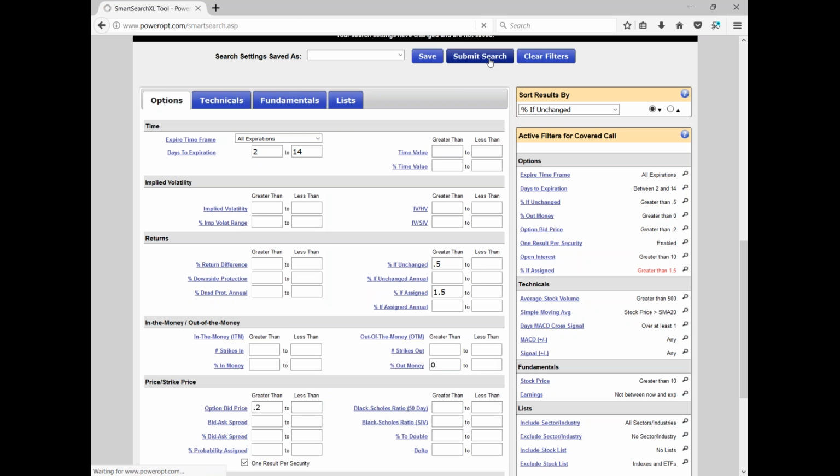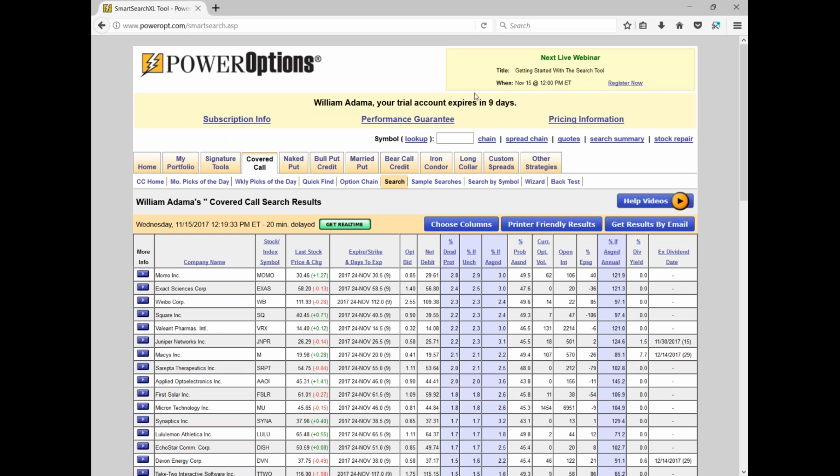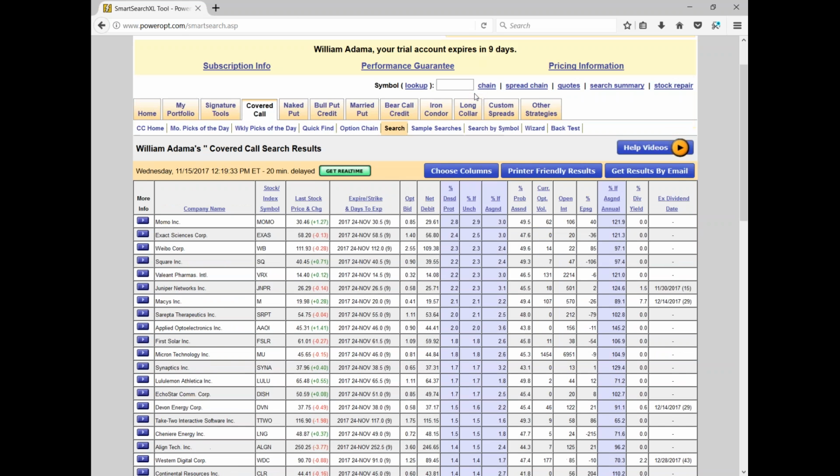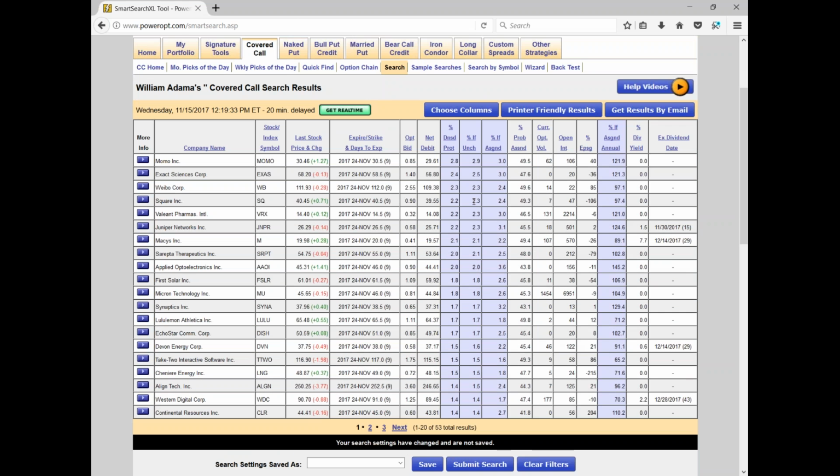And once we make one subtle change, we'll hit submit. I don't want to make 4 or 5 changes right now. So if I put in 4 or 5 new criteria and then run the search, if I get no results, I don't know which criteria really narrowed that down. What's another requirement we can do? Well, we've got some high-priced stocks in here. WIBO up at 111. We've got Take-Two Interactive at about $117 and Align Tech at $250.